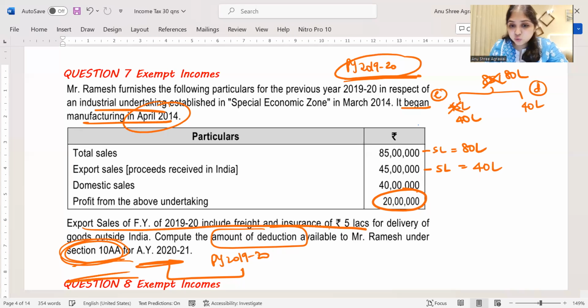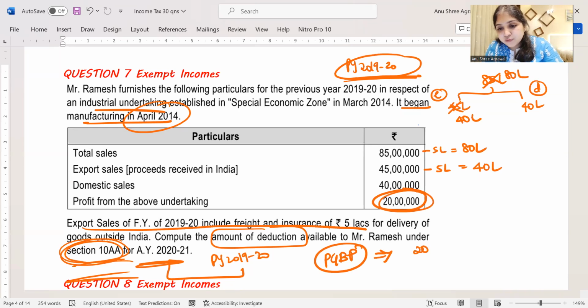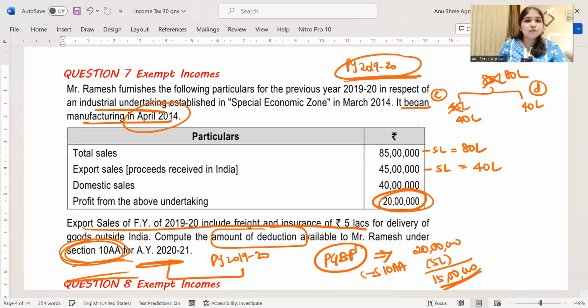But if they asked you to calculate PGBP in this question, what would your PGBP be? Tell me. What is the net profit? The net profit is 20 lakhs. From this 10AA deduction, you will give how much? 10AA deduction 5 lakhs you will give. So what will be the PGBP of this assessee? PGBP is going to be 15 lakhs. From your net profit number, you will simply subtract 10AA deduction. Simple. Can I proceed? Can I go to the next question?